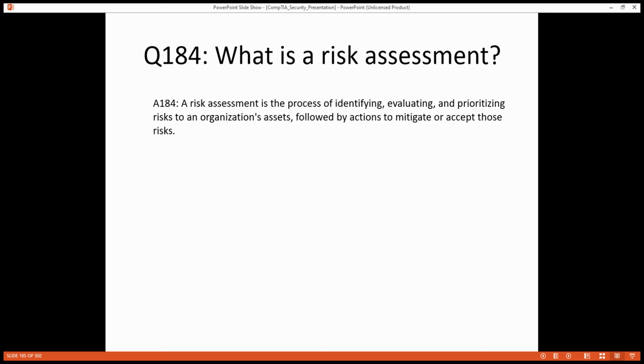Q184. What is a risk assessment? A184. A risk assessment is the process of identifying, evaluating, and prioritizing risks to an organization's assets, followed by actions to mitigate or accept those risks.